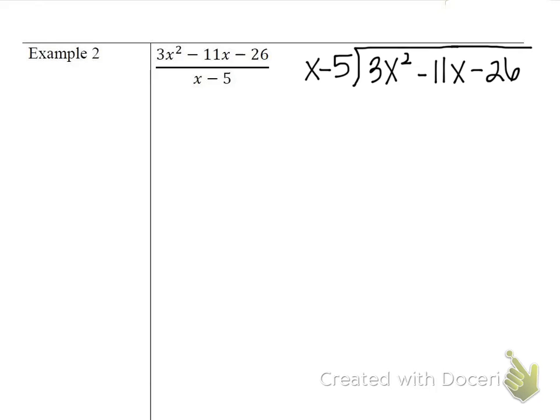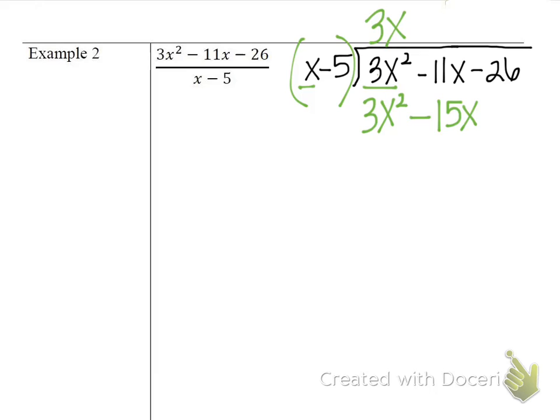All right, so we start with the first term of each one, x and 3x squared. X times what is going to give me 3x squared? 3x. So write 3x on the top. And then you're going to multiply 3x by the entire outside. So that's going to give me 3x squared, right? Minus what? Good, minus 15x.